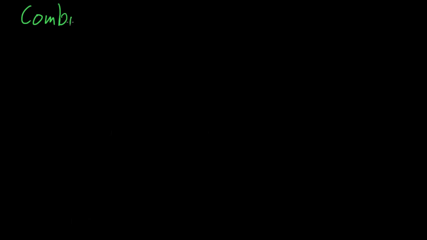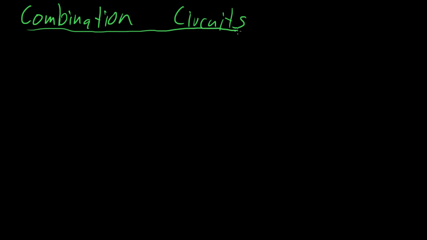Today we're going to talk about combination circuits. That means circuits that have both resistors in series and in parallel. And I'm just going to jump right in and show you some examples.